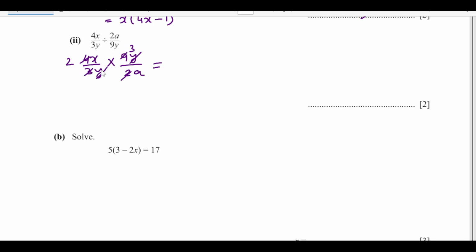So, we are left with 3 times 2, 6, in the numerator, and in the denominator we have a. So, the final answer is 6 over a.